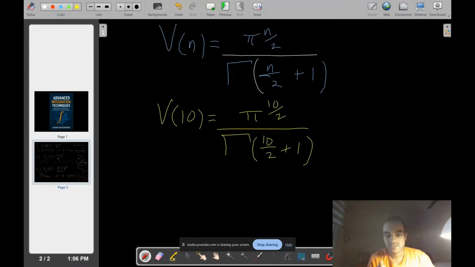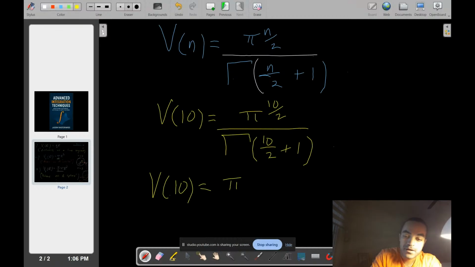Now this is the easiest part of this live session, as you can see. Instead of talking about it conceptually, now we're just doing it numerically. Just very basic calculation. As long as you're able to do BEDMAS, anyone can do this. So V of 10 is equal to pi to the 5th power, since 10 over 2 is 5, divided by the gamma function of 10 over 2, which is 5 plus 1.